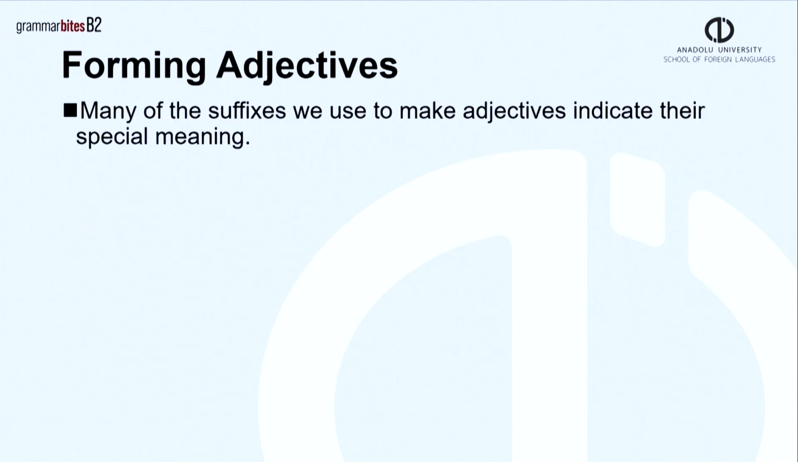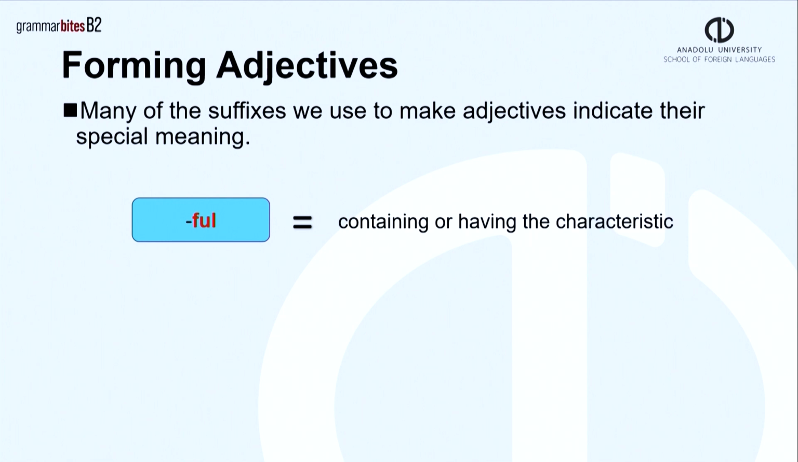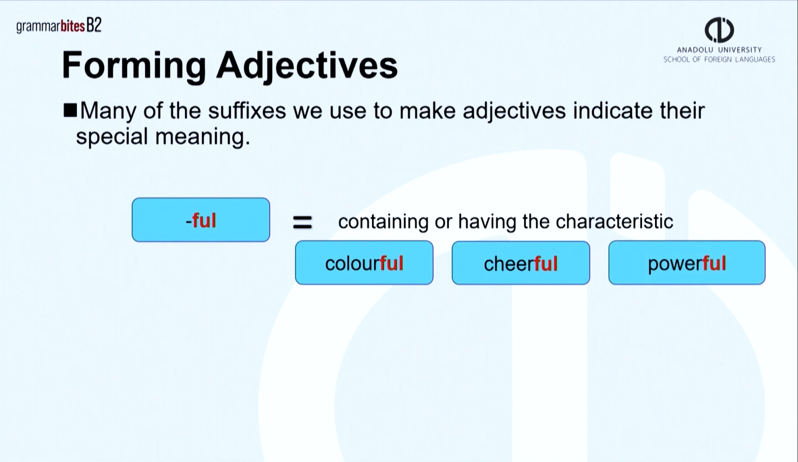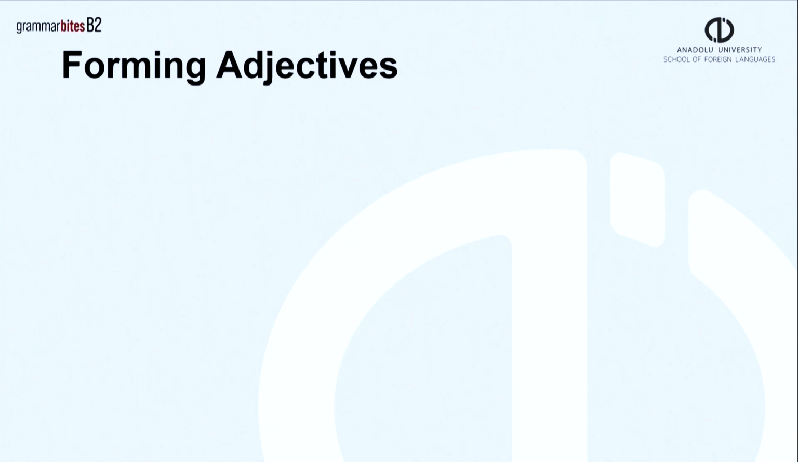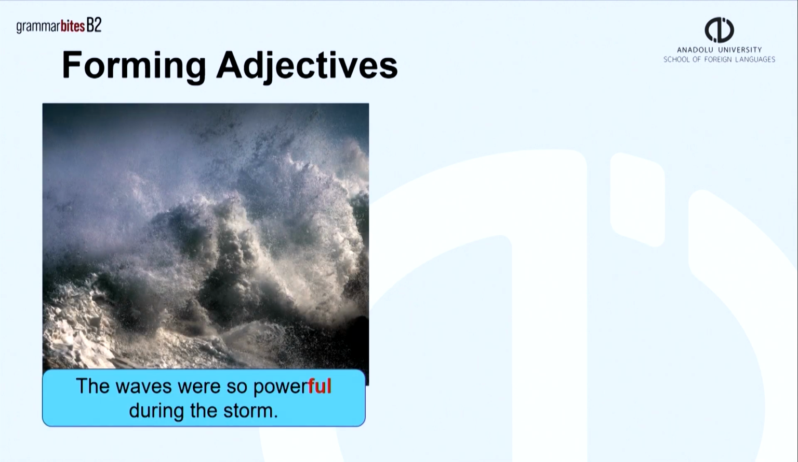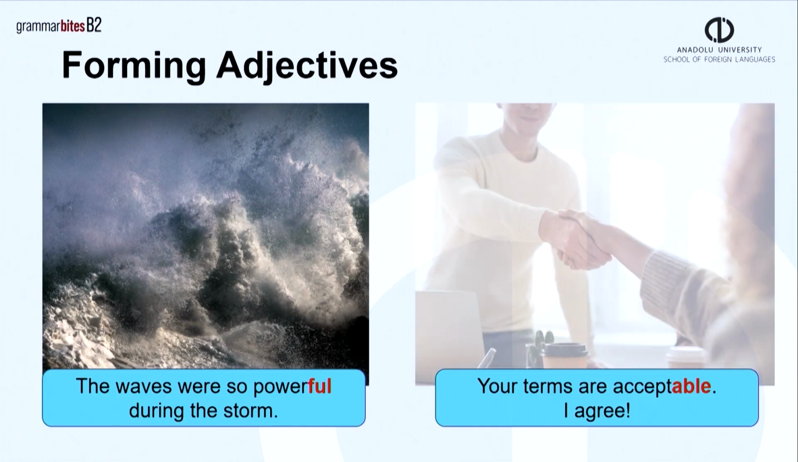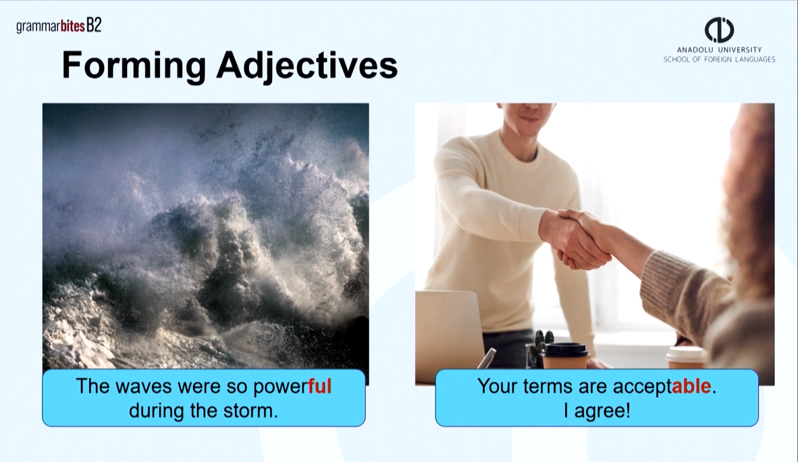Many of the suffixes we use to make adjectives indicate their special meaning. Here are two examples. -ful, containing or having the characteristic, as in colourful, cheerful and powerful. And -able, meaning possible to do, as in acceptable, drinkable and understandable. Here are two examples. The waves were so powerful during the storm. Your terms are acceptable. I agree.